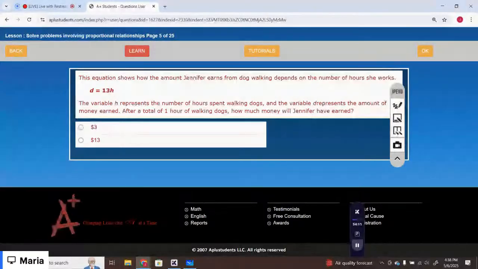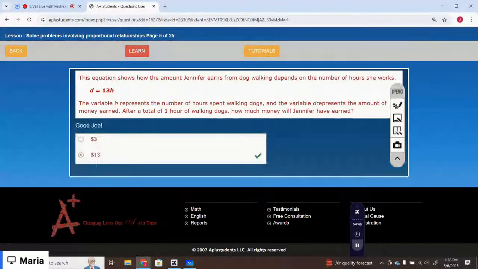The equation shows how the amount Jennifer earns from dog walking depends on the number of hours she works. D equals 13H. The variable H represents the number of hours spent walking dogs, and the variable D represents the amount of money earned. After a total of 1 hour of walking dogs, how much money will Jennifer have earned? So this is the correct option. 13 times 1 is 13, so option number 2 is the correct option.